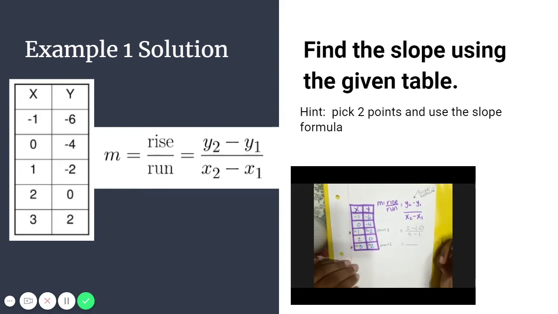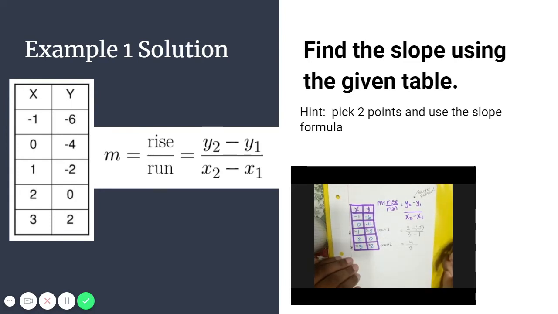Now I just need to simplify. So 2 minus negative 2 is 4. And please remember, if you have a calculator, you can use that. But you don't necessarily have to calculate this in your mind. But of course, the numbers are simple enough. So 2 minus negative 2 is 4. 3 minus 1 is 2.